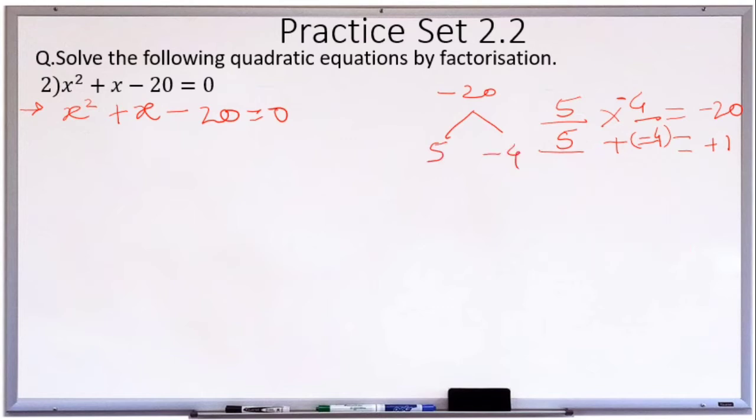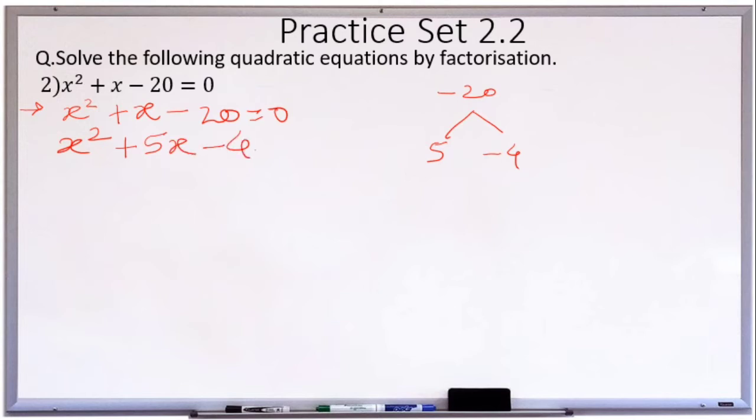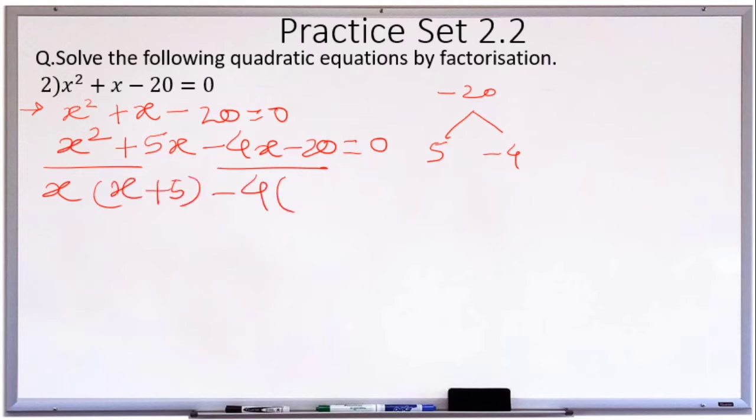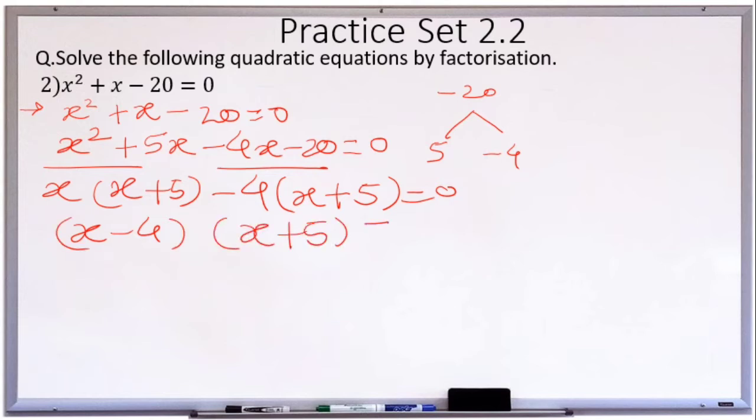Okay, now starting our actual answer. So x square, first factor is plus 5x minus 4x minus 20 is equal to 0. Now taking common terms outside, x into x plus 5 minus 4 into x plus 5 is equal to 0. Now taking x minus 4 in one bracket and x plus 5 in another, which is equal to 0.